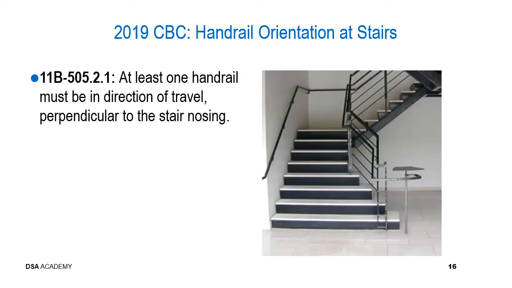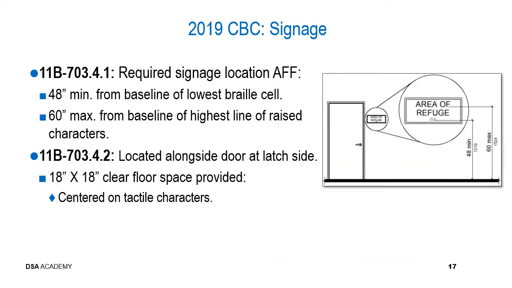With regards to handrail orientation at stairs, it's the same as the last code cycle, which is covered in 11B-505.2.1, which requires at least one of the handrails must be continuous in the direction of travel, perpendicular to the stair nosing. In this image here, you can see that one of the rails complies with this, while the other one, due to a fanning out at the base of the stair, does go at an angle and is no longer perpendicular to the stair nosing. Because this does have at least one handrail in compliance, then it is okay.